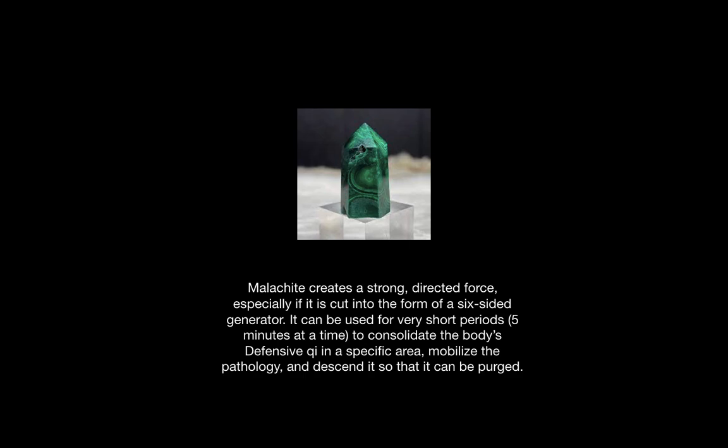Malachite creates a strong directed force, especially if it is cut into the form of a six-sided generator crystal. It can be used for very short periods, 5 minutes at a time ideally, to consolidate the body's defensive chi, the protective chi, in a specific area, mobilize the pathology, and descend it so that it can be purged.